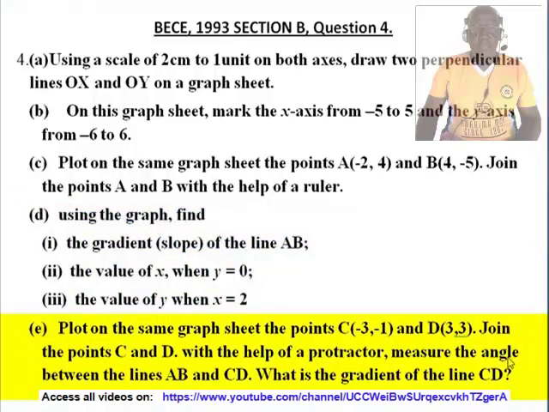4e. Plot on the same graph sheet the point C with coordinates (−3, −1) and D with coordinates (3, 3). Join the points C and D. With the help of a protractor, measure the angle between the lines AB and CD. What is the gradient of the line CD?